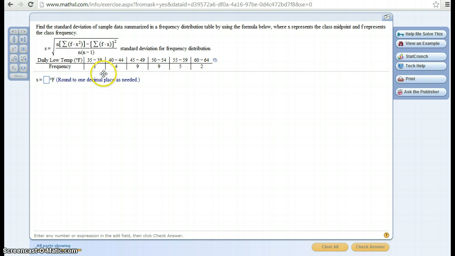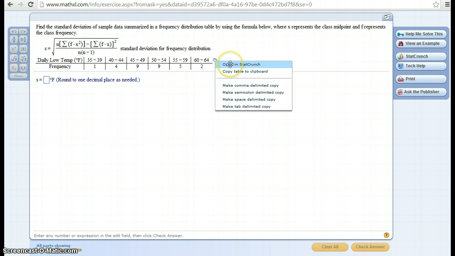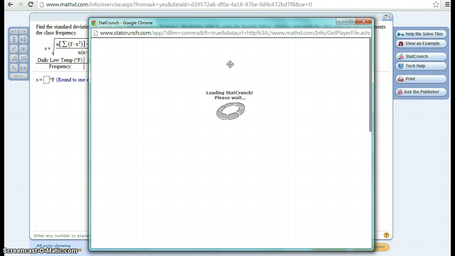So what we could do is actually write that down. We could write the number 37 and then 42 four times and then 47 nine times and then do our one variable stats. But there is a quicker way to do this, and it is a little tricky in StatCrunch. So I'm gonna go ahead and open this data in StatCrunch.